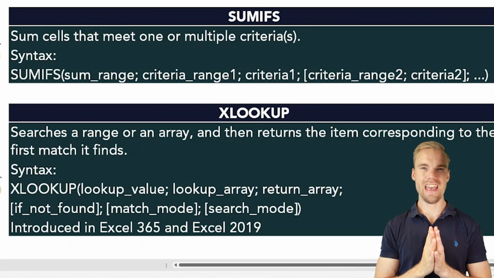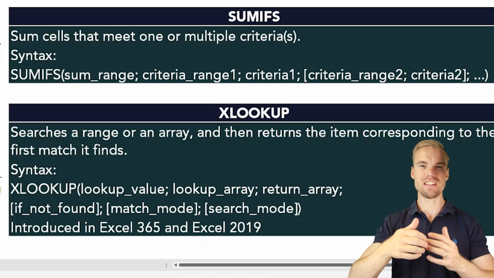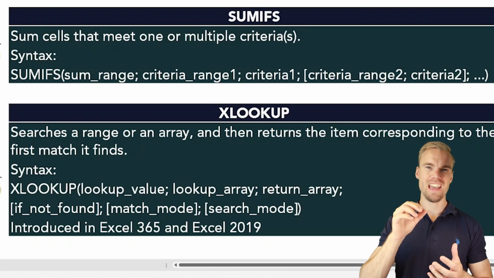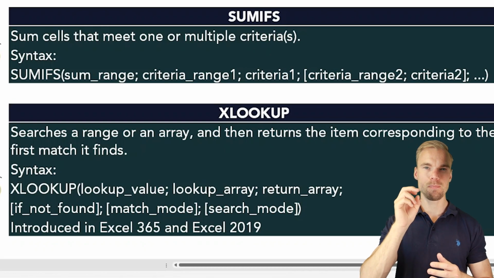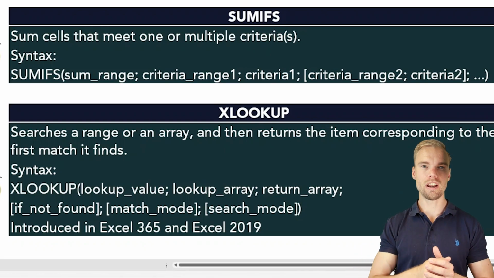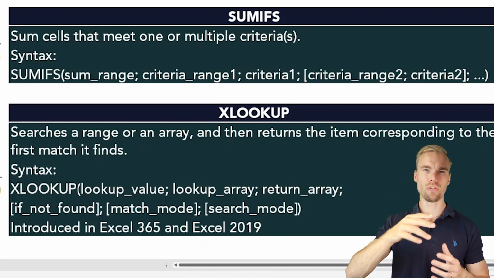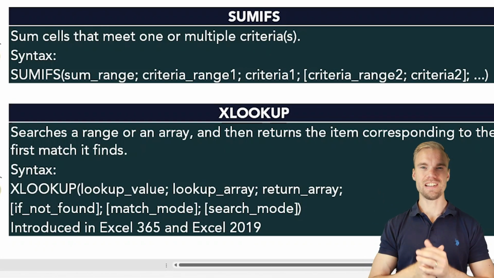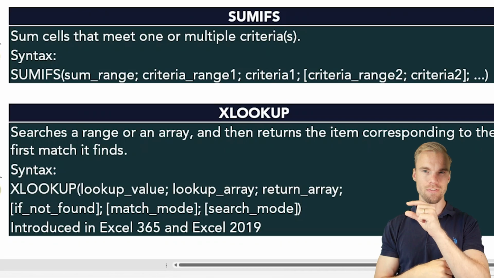Those are not as frequently used, but for example, you could find the next biggest item if you search for 100. And if it can't find 100, it will try to search for the next biggest item after 100, or the search mode could be that you go from the bottom to the top or from right to left. Instead, the default, that's from top to bottom and left to right.